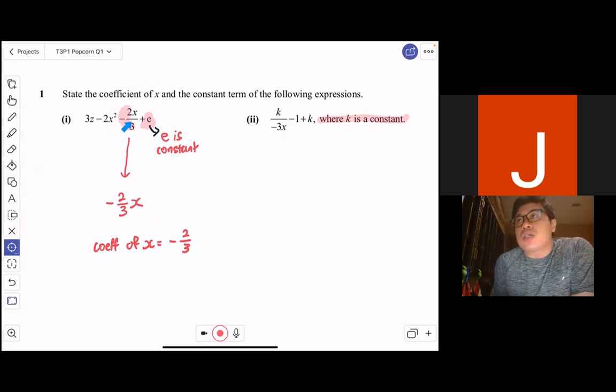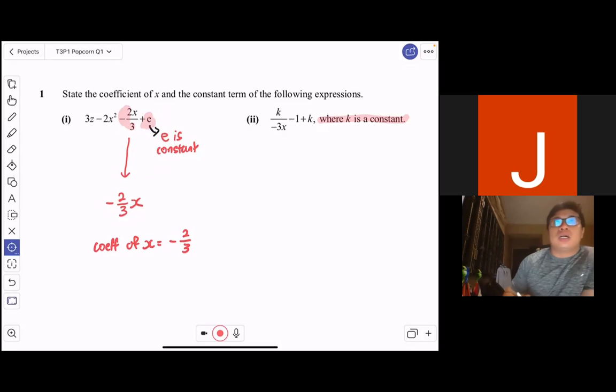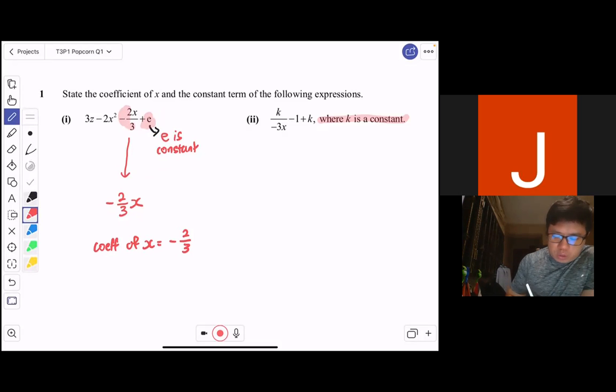All right, it is not positive 2 over 3. It's not 2, it's not 3. Because if you see, this is the constant that is multiplied to the variable x. So the constant that's multiplied to the variable x, that's what we call the coefficient of x. All right. And what's the constant term? The constant term in this question will definitely be what I've said earlier, that is equal to E.